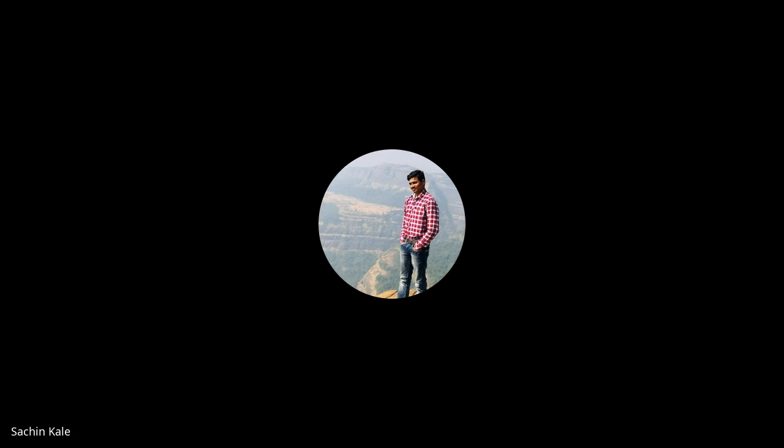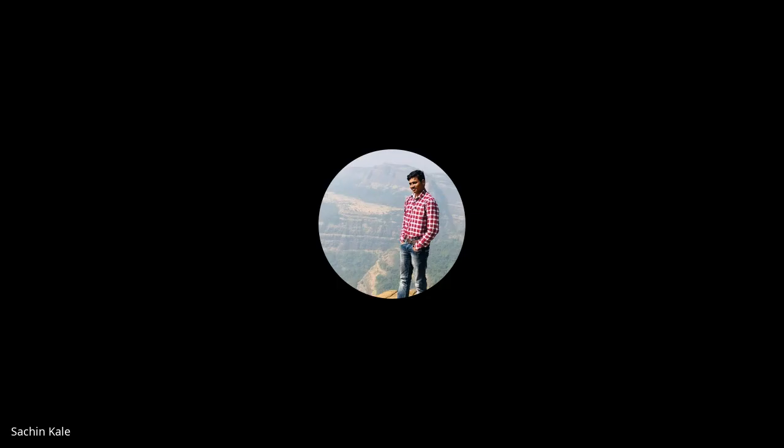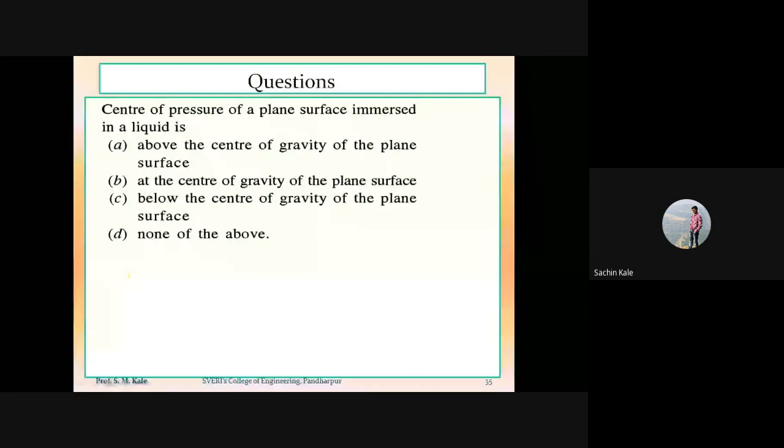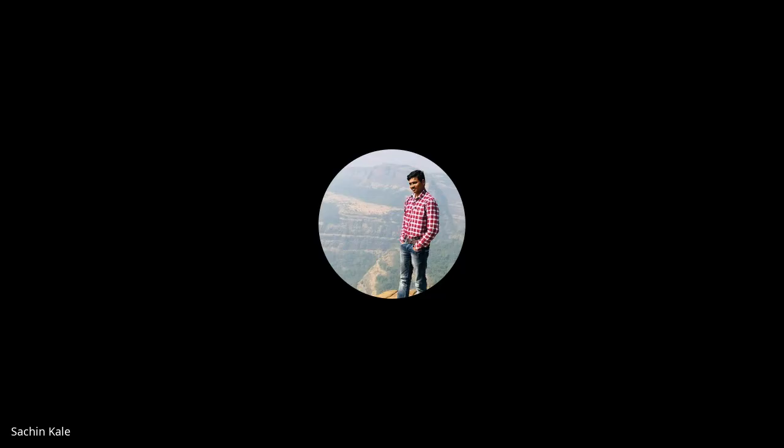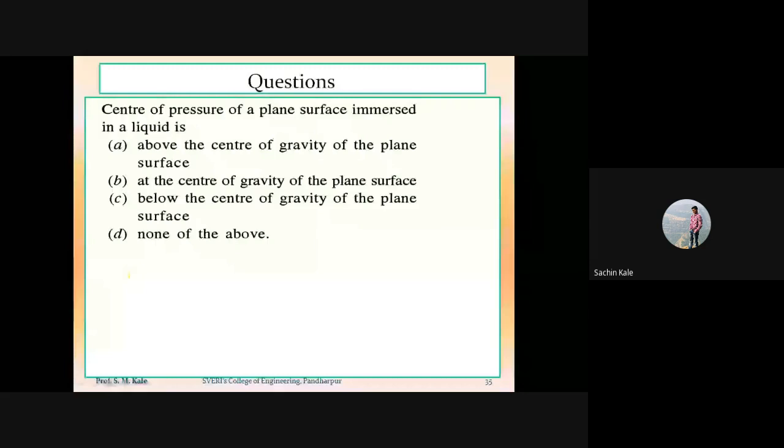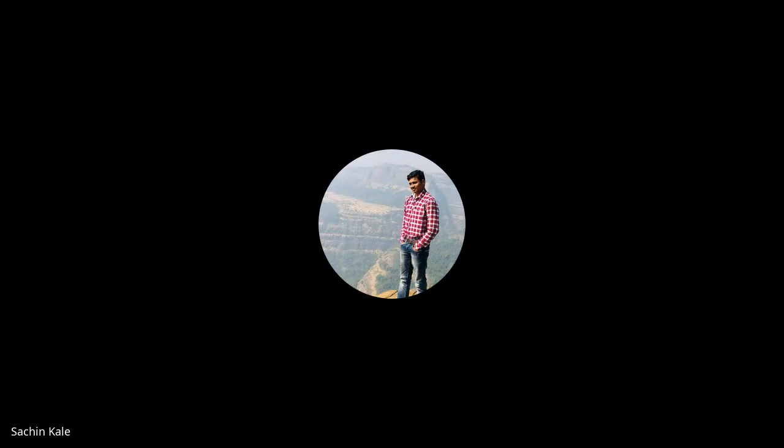Then the next question. The center of pressure of a plane surface immersed in a liquid is: option A, above the center of gravity of the plane surface; option B, at the center of gravity of the plane surface; option C, below the center of gravity of the plane surface; and option D, none of the above.